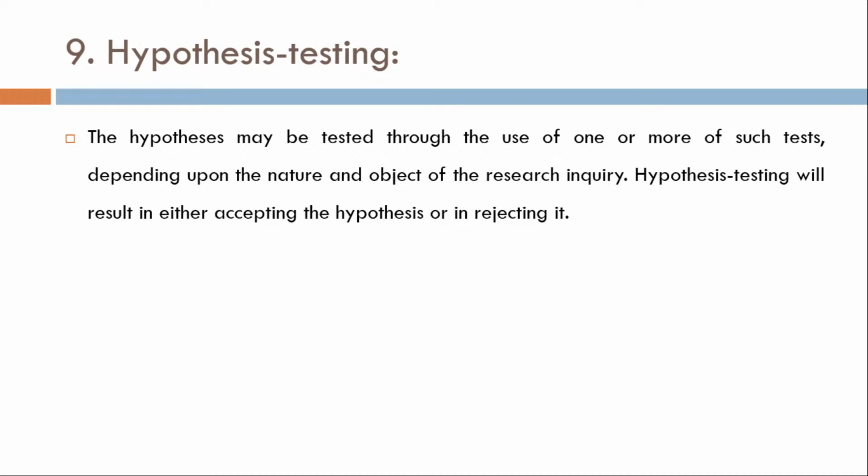The hypothesis may be tested through the use of one or more of such tests, depending upon the nature and object of the research inquiry. Hypothesis testing will result in either accepting the hypothesis or rejecting it. Means whatever vaccine you were checking, whether it is effective or not, one hypothesis will be what? The vaccine is effective, and the vaccine is not effective. So out of the two, only one you will accept and the other you will reject. Okay, this vaccine doesn't have any serious side effect.